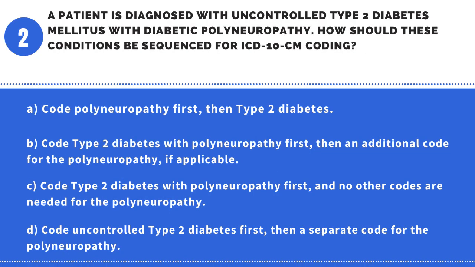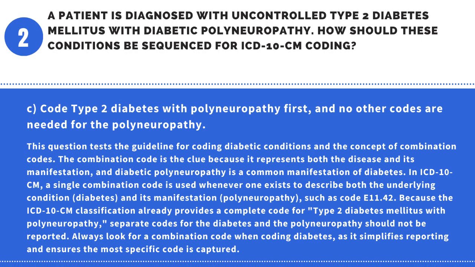Question 2. A patient is diagnosed with uncontrolled type 2 diabetes mellitus with diabetic polyneuropathy. How should these conditions be sequenced for ICD-10-CM coding? A. Code polyneuropathy first, then type 2 diabetes. B. Code type 2 diabetes with polyneuropathy first, then an additional code for the polyneuropathy if applicable. C. Code type 2 diabetes with polyneuropathy first, and no other codes are needed for the polyneuropathy. D. Code uncontrolled type 2 diabetes first, then a separate code for the polyneuropathy.